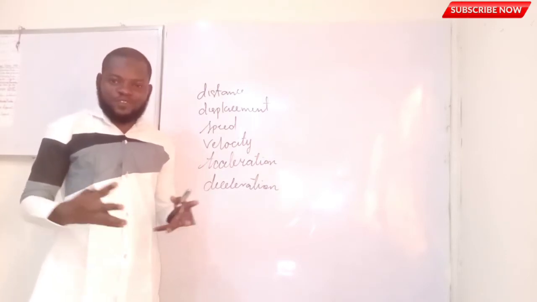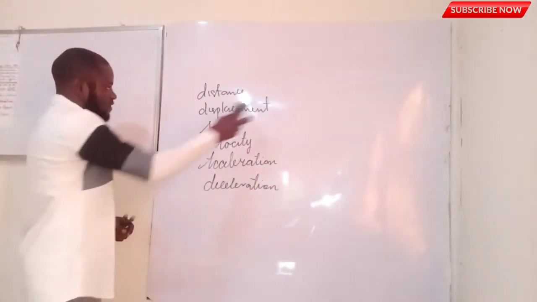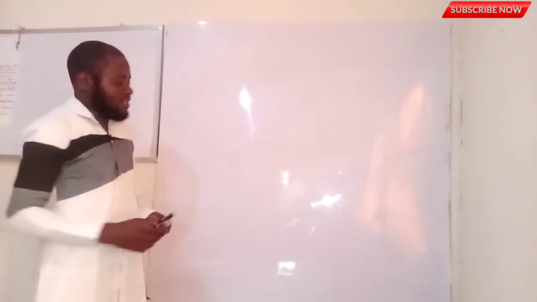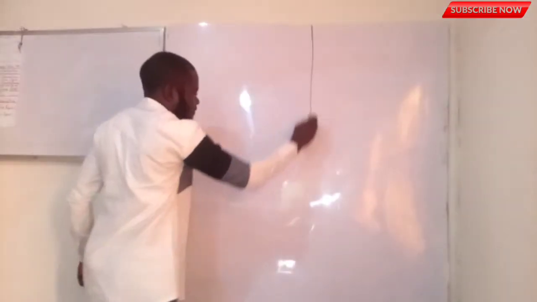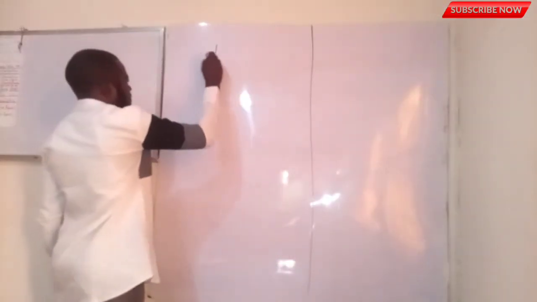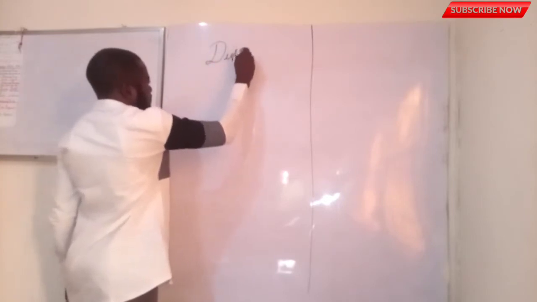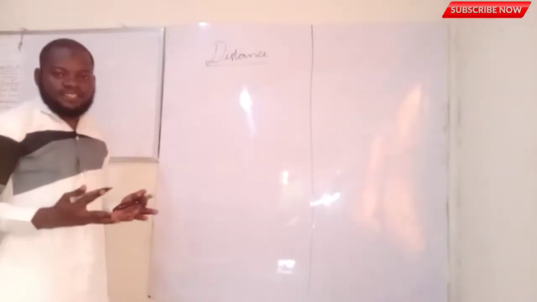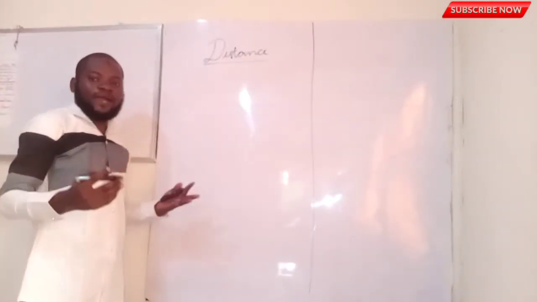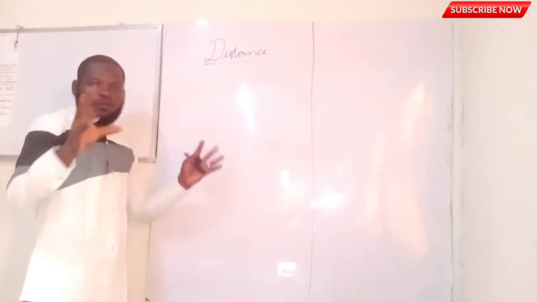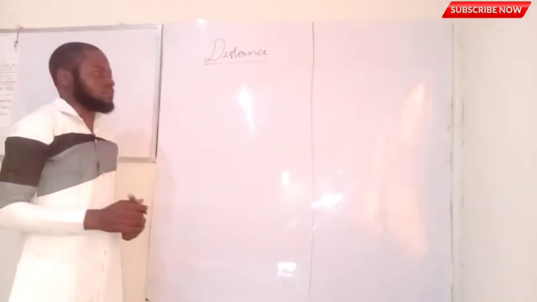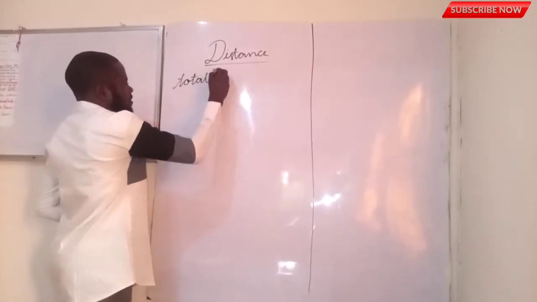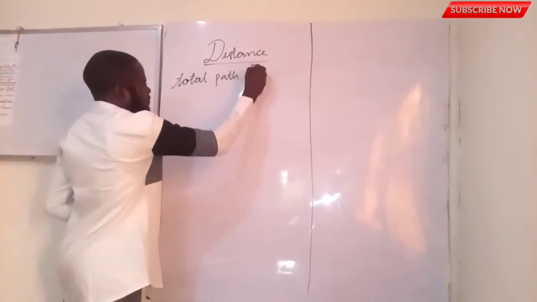Is that taken now? Okay, so let's go on now. If I'm to talk about the distance, what is distance itself? Distance. When you say distance, distance means the total path traveled. The total what? Total path traveled.